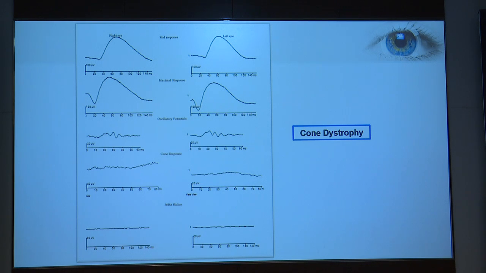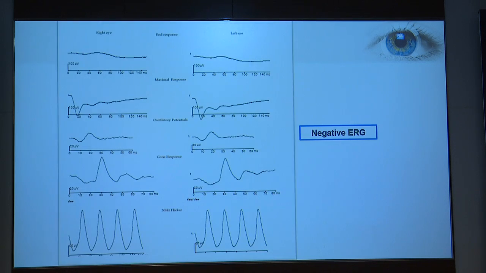In a cone dystrophy also, the cone is gone. All the cone function, all the cone waves are not there. There are many such conditions. We can talk to Dr. Subhadra Jalali and ask her for opinions. There is something like a negative ERG also, in which the B wave is a little lower than the A wave. They happen in certain conditions. It's there in your handouts. You can go through it.